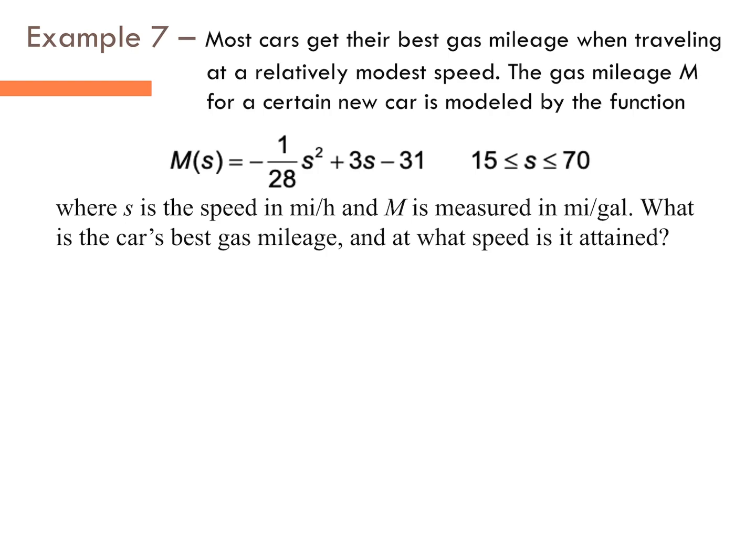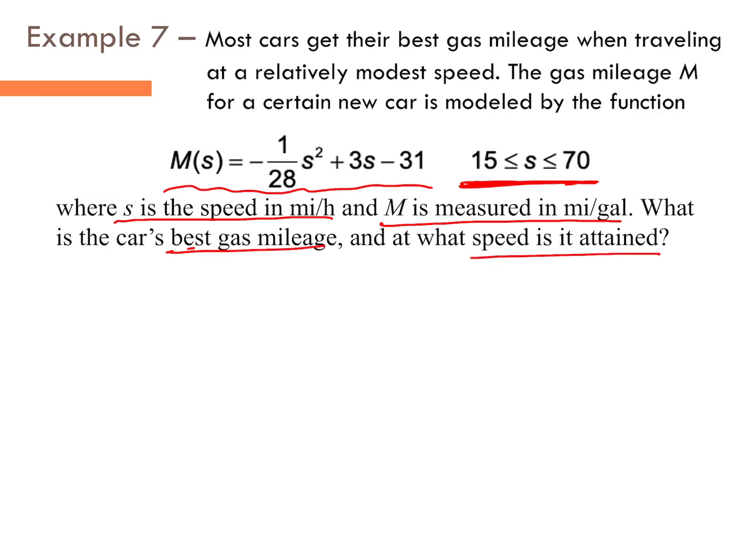So here, most cars get their best gas mileage when traveling at a relatively modest speed. The gas mileage for a certain new car is modeled, and we're given our function right here. Instead of x, they're using s, and they're just telling us that you're traveling between 15 and 70 miles per hour. So if you get an answer that's not in between there, you've done something wrong. s is our speed, m is our miles per gallon. We want to know the car's best gas mileage and what speed. So this time I want the x and the y.